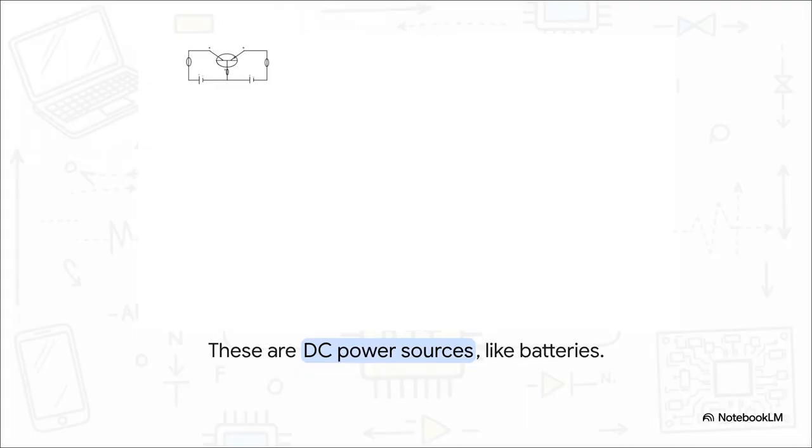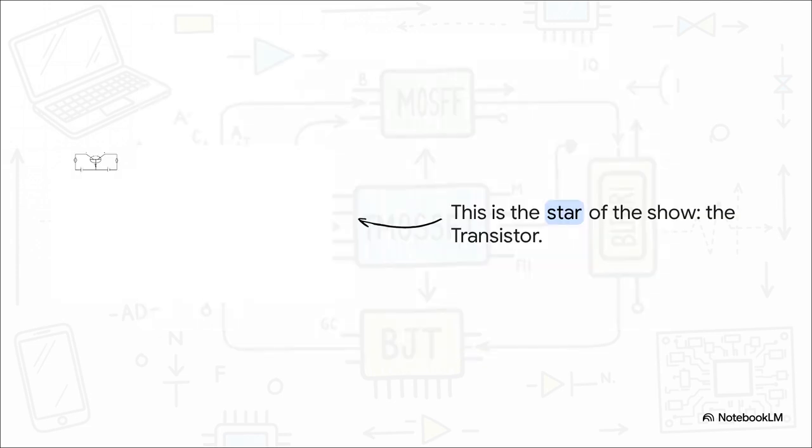First things first, power. You can't have electronics without, well, electricity, right? So these two symbols here, on the left and the right, those are our power sources. You can just think of them as the batteries that make everything else work. Now for the main event. Look at that component right in the middle. The circle with the three little connections. That is the star of the show. It's called a transistor, and honestly, this little guy is the invention that changed, well, pretty much everything.